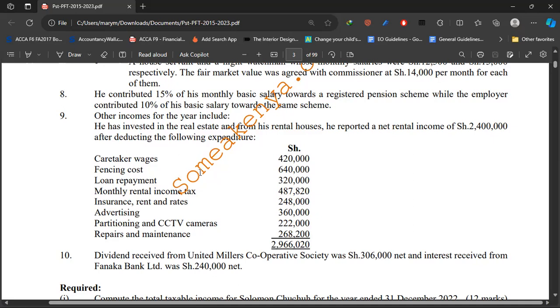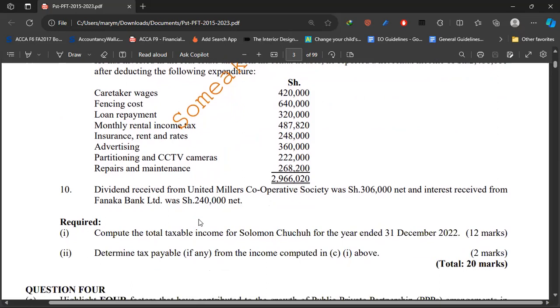Required: one, compute the total taxable income for Solomon Chuchu for the year ended 31 December 2022. Two, determine tax payable, if any, from the income computed in C1 above.